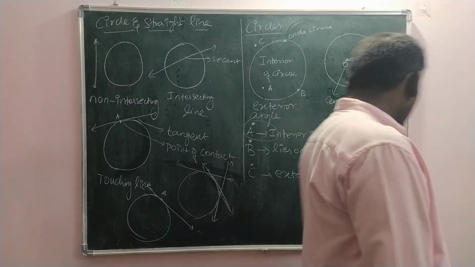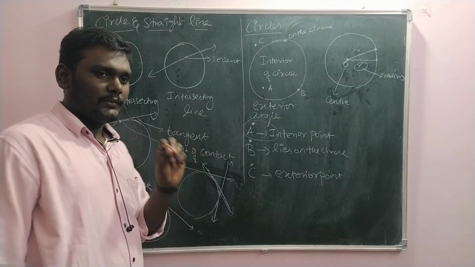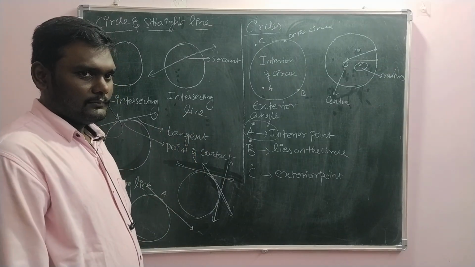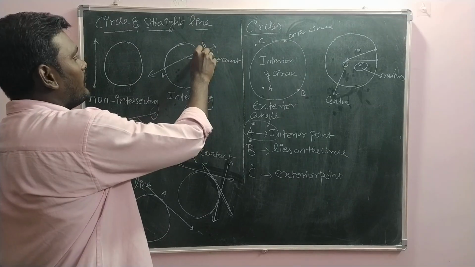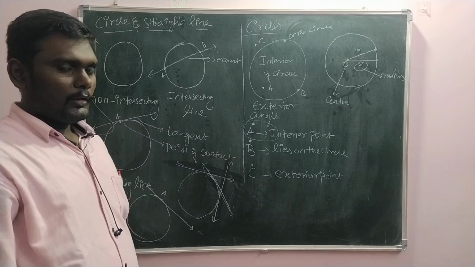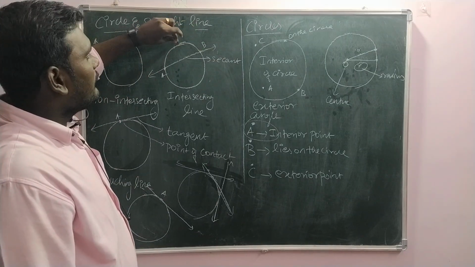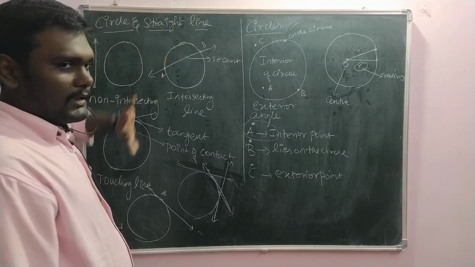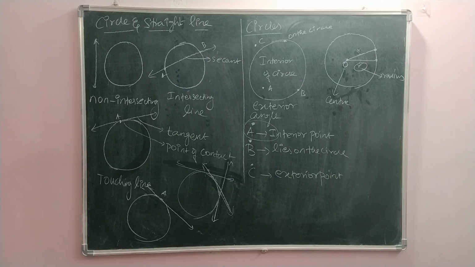And this tangent is nothing but a special case of the secant. Is it? See, look at these points A and B. What happens? These points A and B become coincident. So if points A and B coincide, then we will have a tangent. So a tangent is a special case of the secant. That is it. And then the chord of a circle.